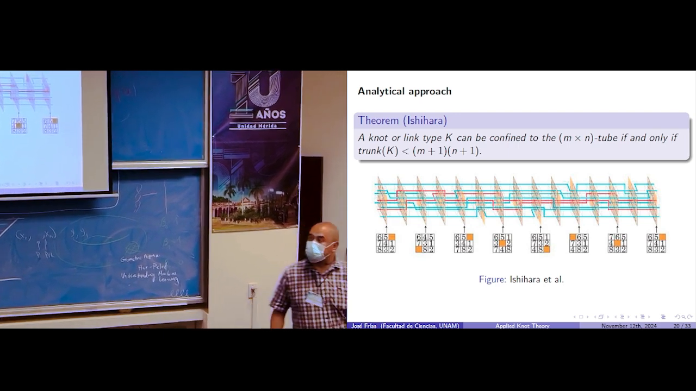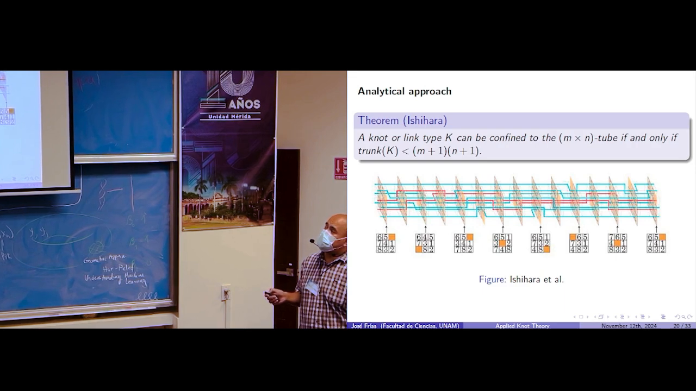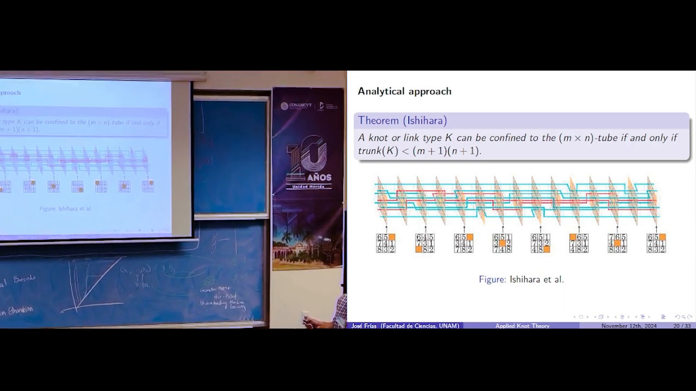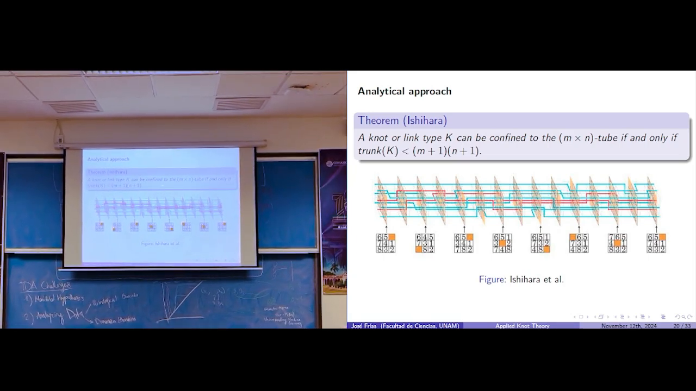But how can we work on this type of problems? Well, we have an analytical approach. I show you this theorem by Ishihara, and it says that a knot or link of type K can be confined to this tube m times n if and only if the trunk, I'm not going to say what the trunk is, is bounded by this number.